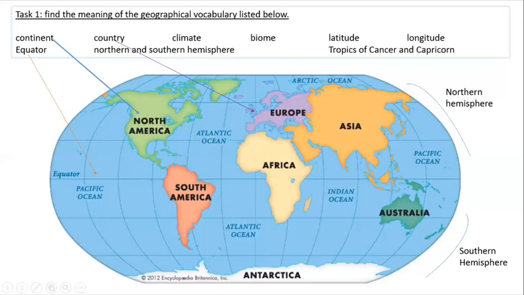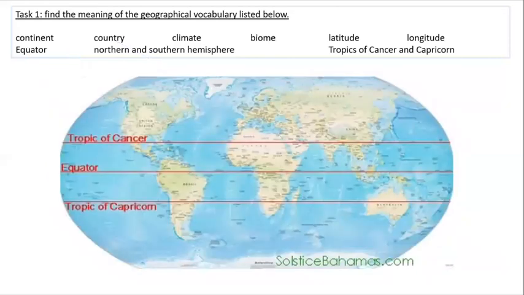So that helps us position things on Earth. So there are a few other ways that we can look at the positions of Earth, and there are two other lines, the Tropic of Cancer and the Tropic of Capricorn.